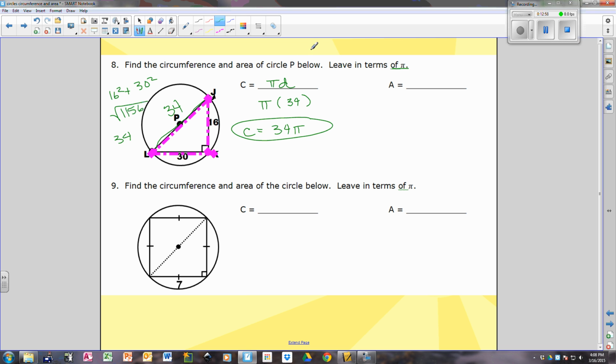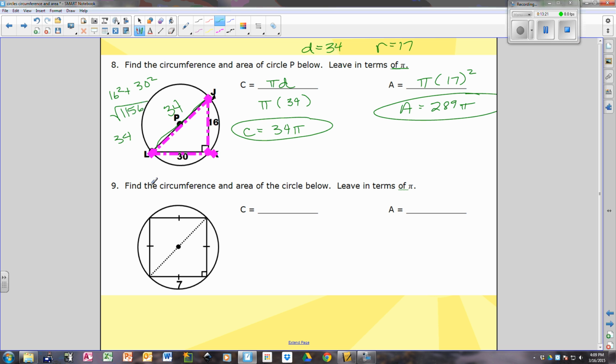Well, if my diameter is 34, then the radius is half, which would be 17. So this would be pi times 17 squared. So 17 squared is 289. So area would be 289 pi. And you would be done.